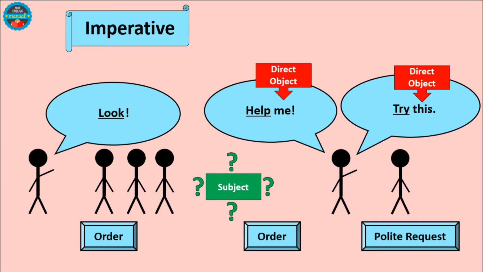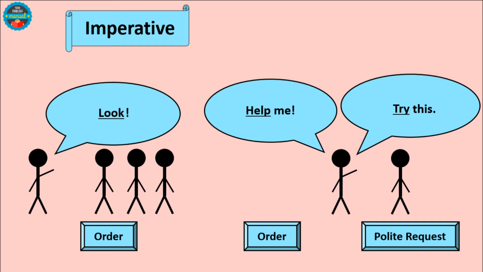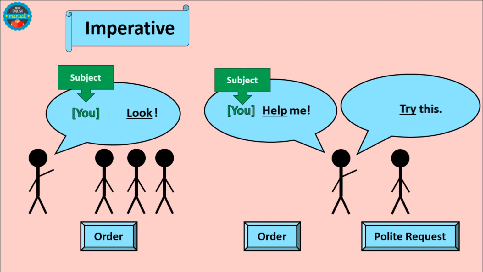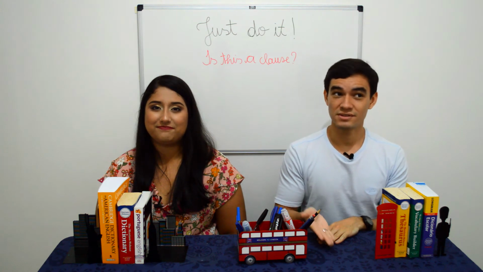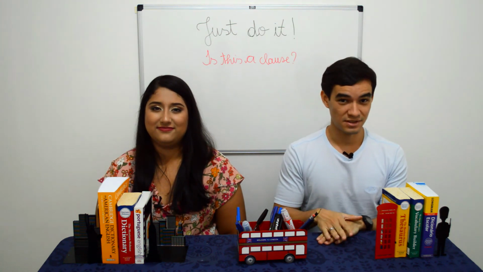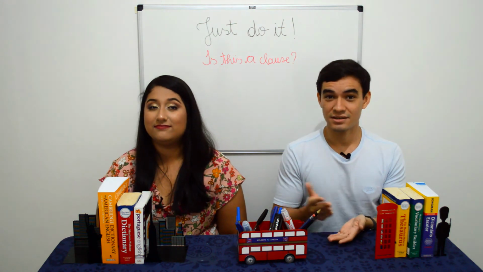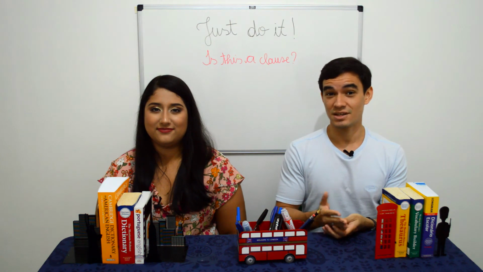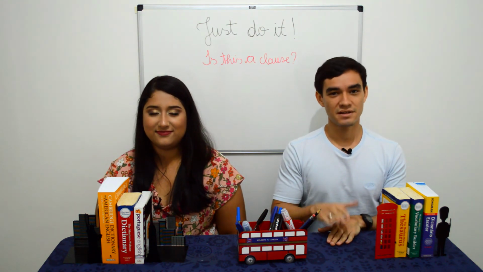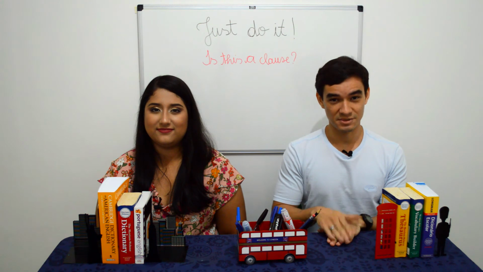In this case, the subject exists, but it is hidden. In the examples we gave, it is like we were saying, "You, look," "You, help me," or even "You, try this." Therefore, technically, there is a subject, so it still fits in the same rule. We have a subject and a verb. That's why these examples are clauses. The imperative is the only case in which the subject can be hidden. In all other cases, the subject needs to be in its place, okay?